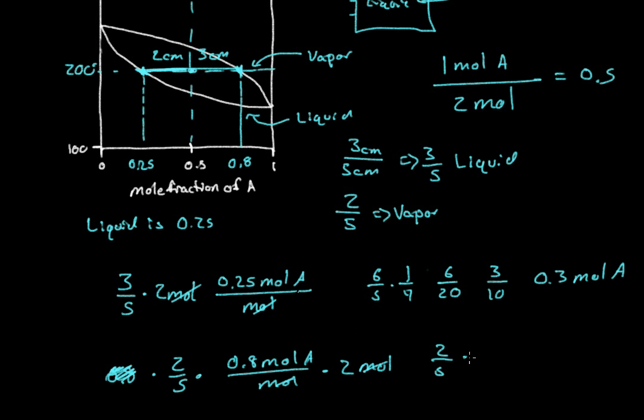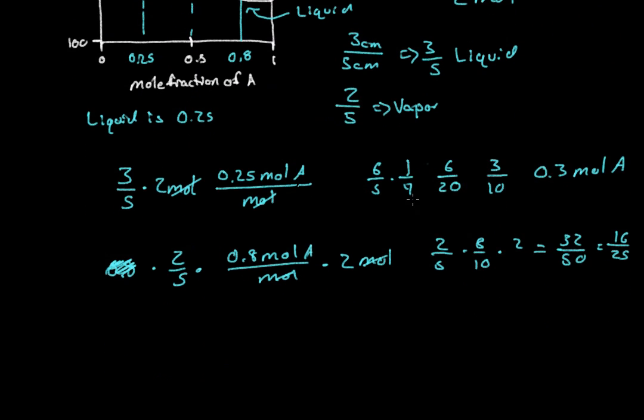So we are left with 2 over 5 times 8 over 10 times 2. So 2 times 2 is 4, 4 times 8 is 32, and then 5 times 10 is 50, and that's just 16 over 25. I don't know what decimal that is, so 16 over 25 is 0.64 moles of A.